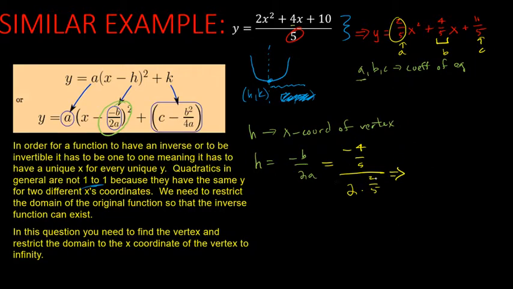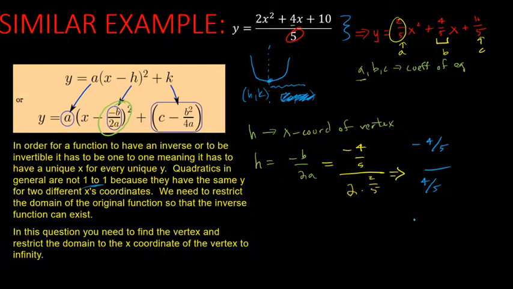So I've got negative 4/5 over 2 times 2/5. I'm just going to simplify. First, I'm going to say 2 times 2 is 4. So I can rewrite the denominator as 4/5, right? So I've got negative 4/5 over 4/5.